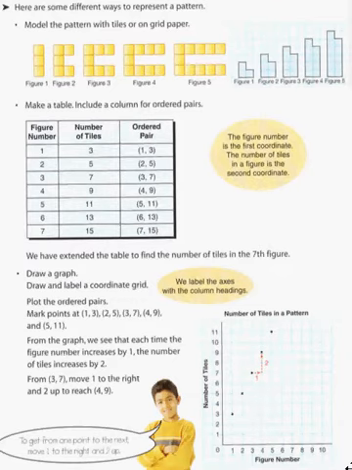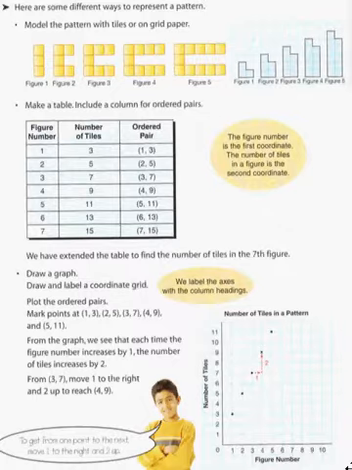Alright, here are some different ways to represent a pattern. We can model the pattern with tiles, so you can see the yellow tiles, or you can do it on grid paper. Probably you can't see the grid very well, but each figure is kind of equal to each other.